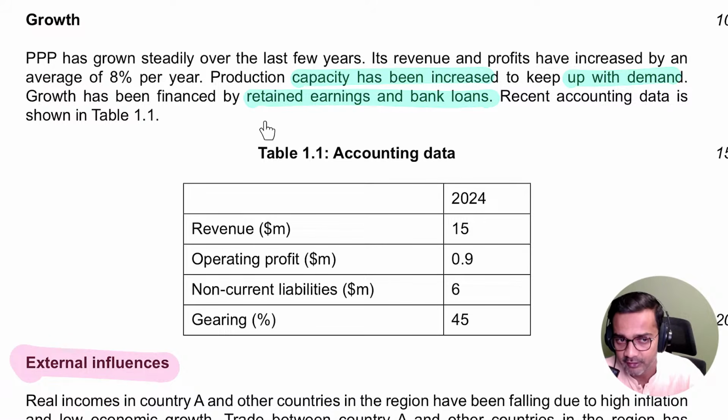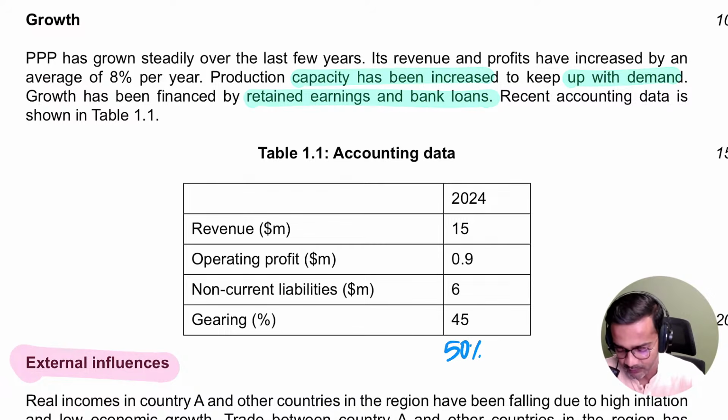So here's their first taste of external source of finance. And recent accounting data is shown in table 1.1. So their revenue for the year 2024 was 15 million. They saved about $900,000 as the operating profit. They obviously took some loans, so that's $6 million in terms of loan, and they currently stand at a gearing percentage of 45. Okay, now this is a pretty okay gearing rate. Remember, your target for gearing is 50%. So if you're there or thereabouts, you're okay. That means you can still go for a little bit more loan. And clearly here they are below the 50 target. They can actually afford to take more loans. That's what this data is telling us.